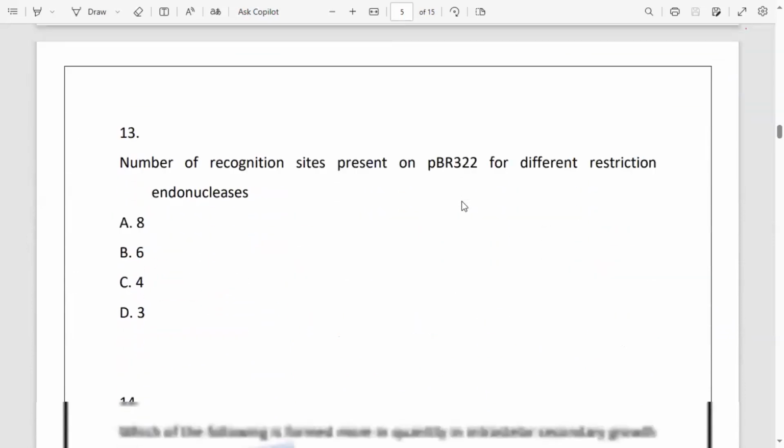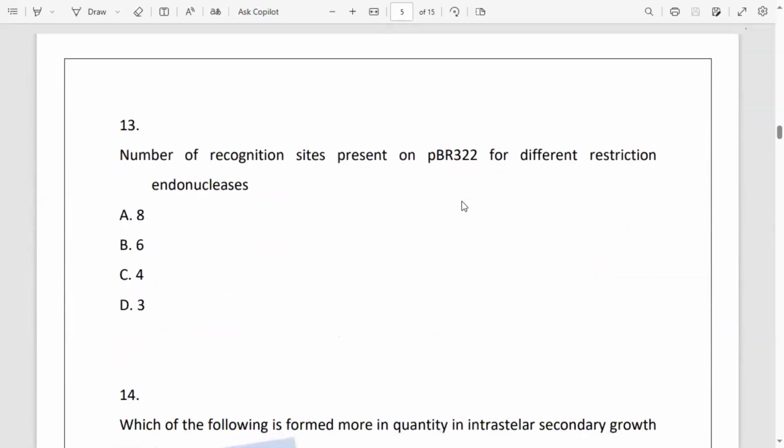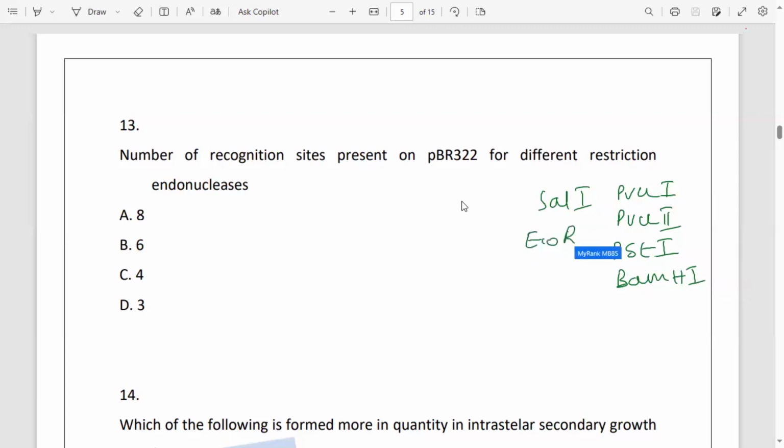Going to the next question. Number of recognition sites present on pBR322 for different restriction endonucleases. So what are the different restriction endonucleases having recognition sites on pBR322? PvuI, PvuII, PstI, BamHI, SalI. Okay, BamHI, SalI, PvuI, PstI, PvuII, EcoRI, ClaI, and HindIII. So totally how many are we getting? 8. The 13th question answer is first option.